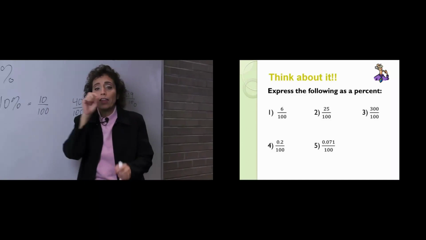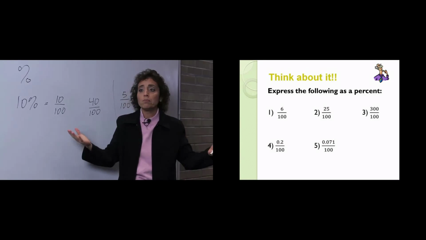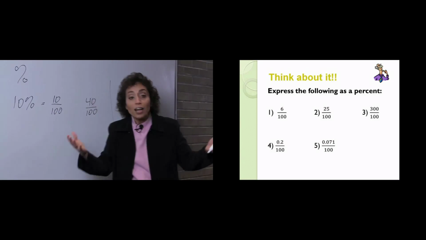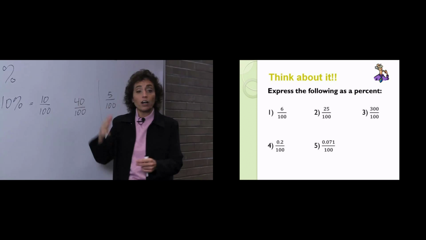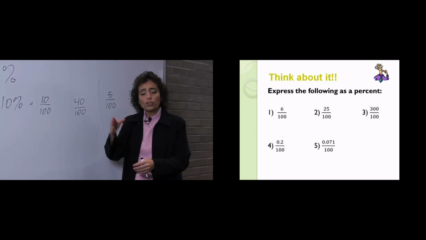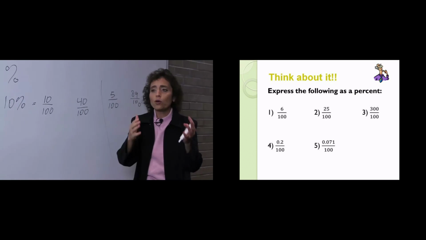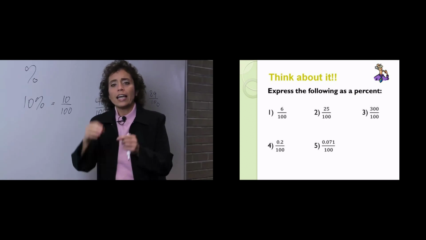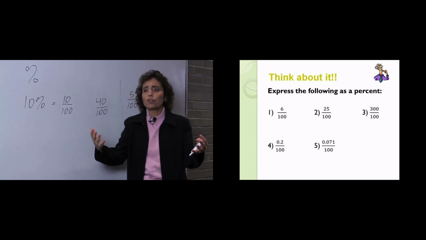Okay, let's take a look at the next set of questions. If it's true that when the denominator is 100 you have a percent, take a look at these examples. 6 out of 100 has to be 6% because the denominator is 100. 25 out of 100 has to be 25%. 300 out of 100 is 300%. That means 3 times as much. 0.2 over 100 is 0.2%. I know that because the denominator is 100. And equally true, 0.071 over 100 is 0.071%. It's very simple if the denominator is 100.